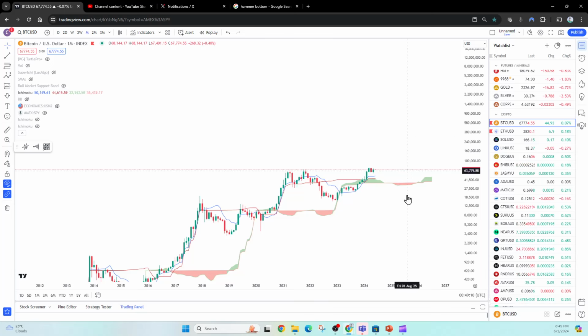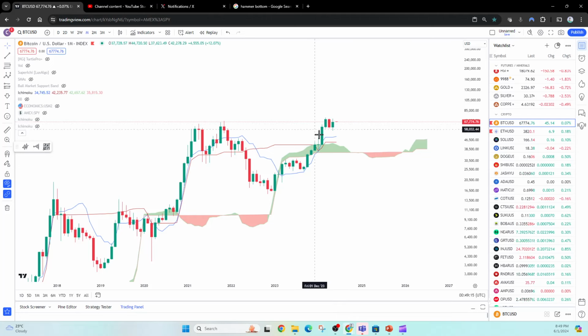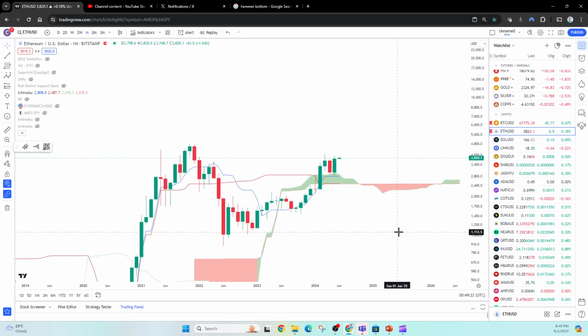But if you look at Ichimoku again, I think Bitcoin so far has been outperforming. Because it's got to look like that, it actually makes me a little bit more worried about Bitcoin compared to everything else. You look at how healthy Ethereum has been. Look at how nice Ethereum has been.